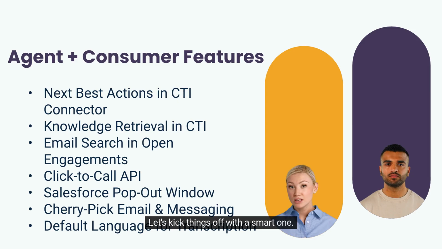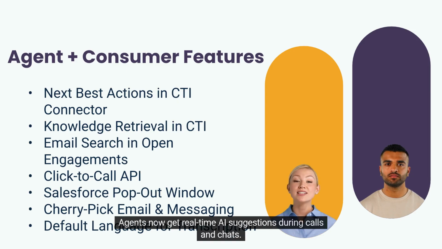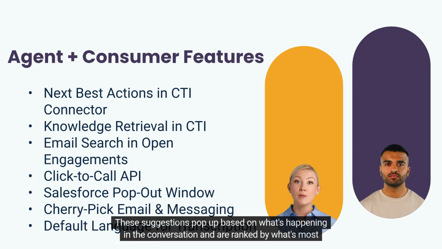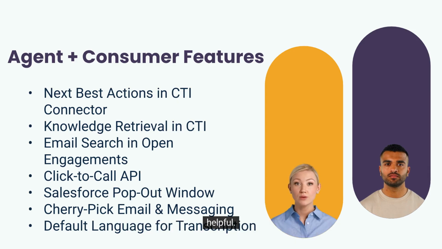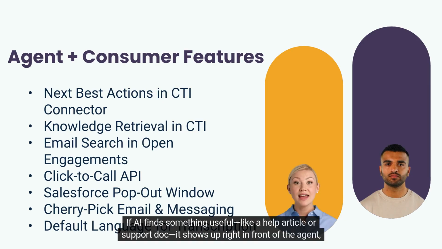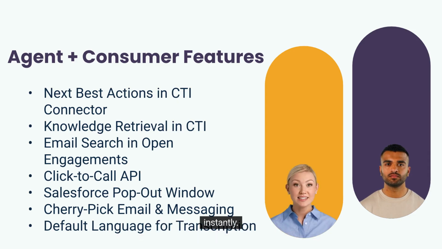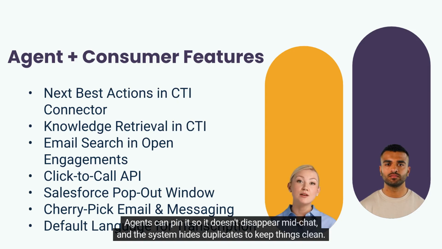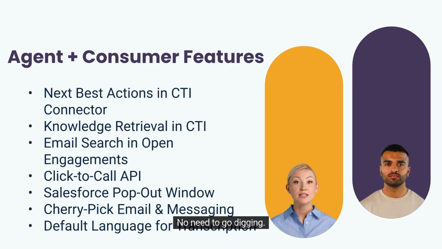Let's kick things off with a smart one. Agents now get real-time AI suggestions during calls and chats. These suggestions pop up based on what's happening in the conversation and are ranked by what's most helpful. One click and you're acting on it. No guesswork. If AI finds something useful, like a help article or support doc, it shows up right in front of the agent instantly. Agents can pin it so it doesn't disappear mid-chat, and the system hides duplicates to keep things clean. No need to go digging.